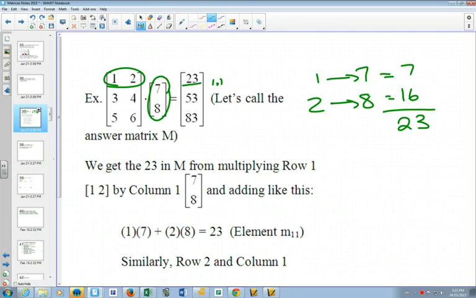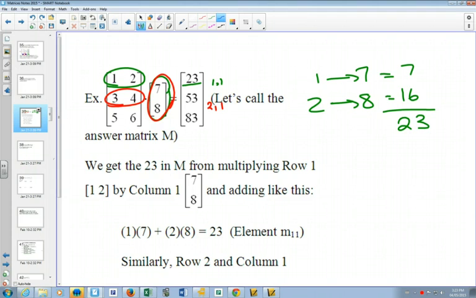Makes it more fun. So our second one in the answer, well, this 53 is still in column 1, but now in row 2. So I would have to take row 2 and multiply it by column 1. So I imagine that row 2 turning. The 3 hits the 7, the 4 hits the 8. And we get 21 plus 32, which is 53.